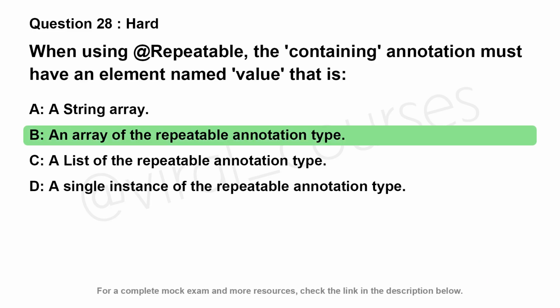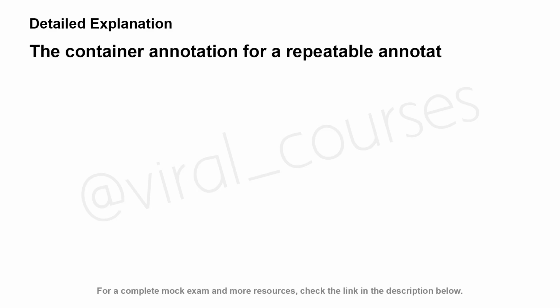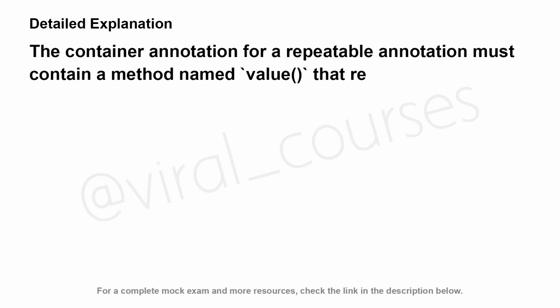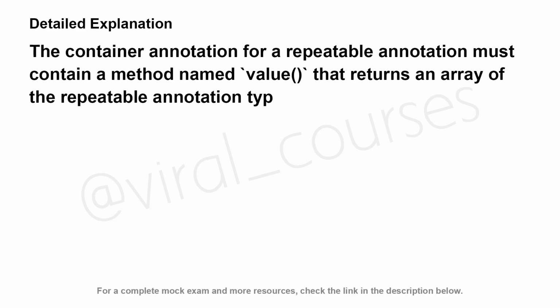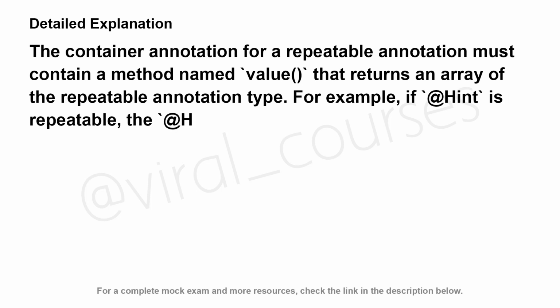The correct answer is B. The container annotation for a repeatable annotation must contain a method named "value" that returns an array of the repeatable annotation type. For example, if "@Hint" is repeatable, the "@Hints" container must have "Hint[] value".